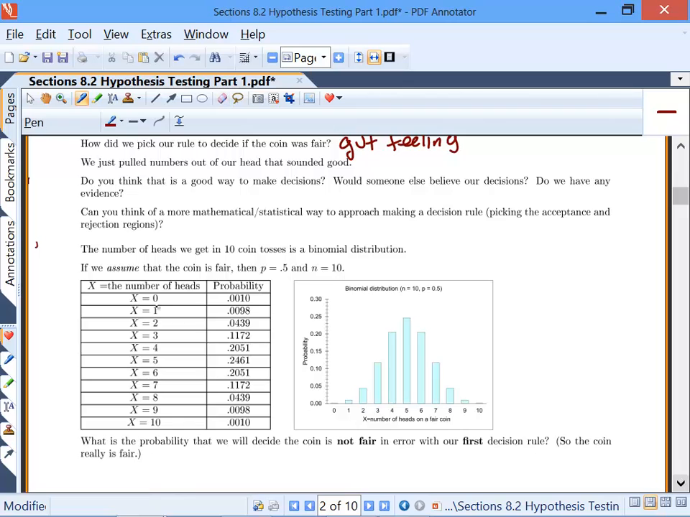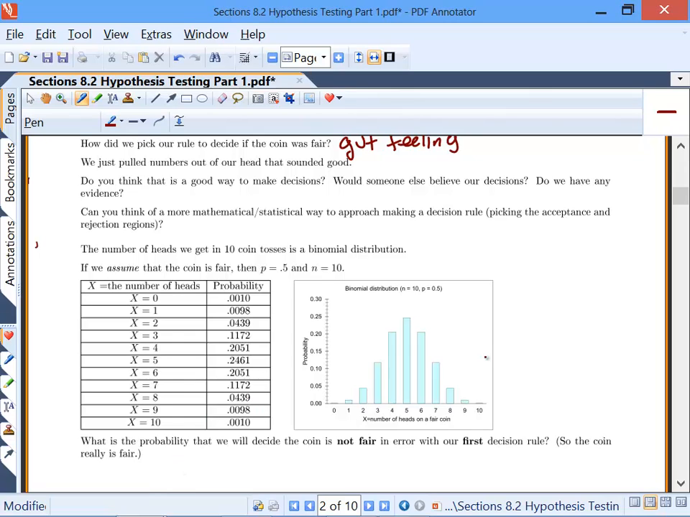So if we assume it's true, then the probability that we get 0 heads is 0.0010. So I probably think that the coin is not fair if I get 0 heads. At 1 head, the probability is 0.0098. That still seems pretty unlikely. For 2 heads, the probability is 0.0439. So you have about a 4 or 5% chance. That's not too unlikely. So if you had a fair coin, you might still get 2 heads occasionally. 3 heads is 11%. That's pretty likely. I definitely would believe it was fair, or it could be fair, if I got 3 heads. 4 heads was 0.2. 7 heads is 11% again. 9 heads is 0.0098. 10 heads is 0.0010.